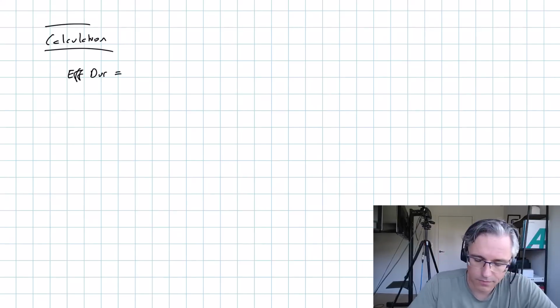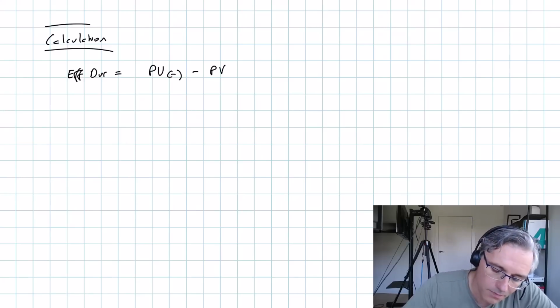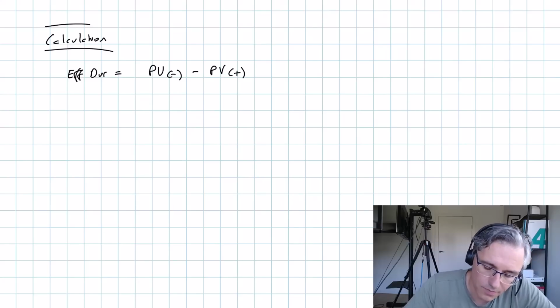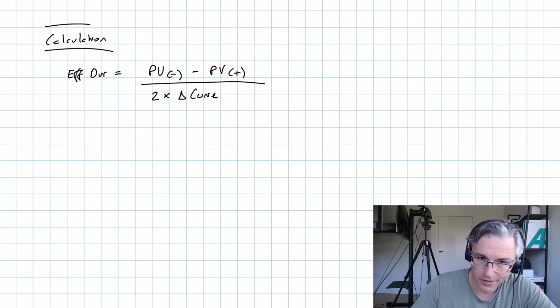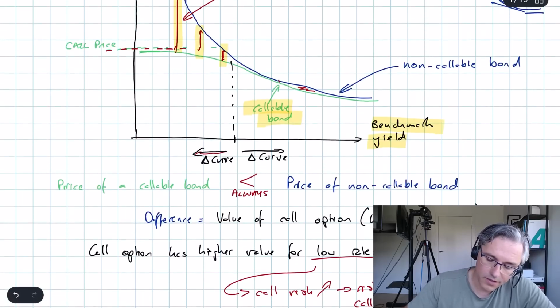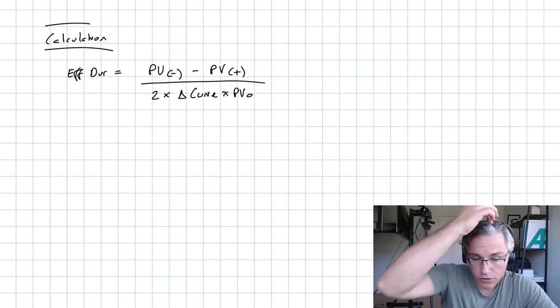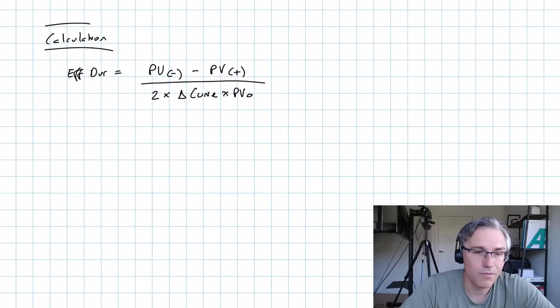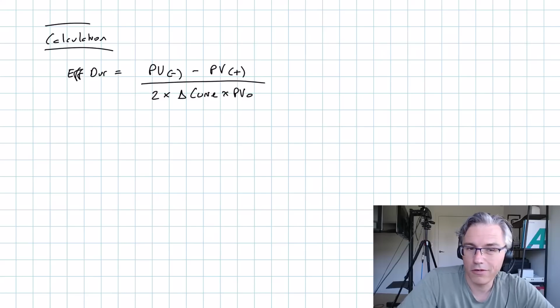Effective duration is computed by taking PV minus, so the value of the bond if there's been a drop in the benchmark yield, minus PV plus, the value of the bond if there's been an increase in benchmark yield, divided by 2 times the change in the benchmark yield, and I previously described this as being delta curve, multiplied by PV0. You should hopefully appreciate that this is the same, or essentially the same formula as we had for modified duration, and we applied that formula before in previous videos.